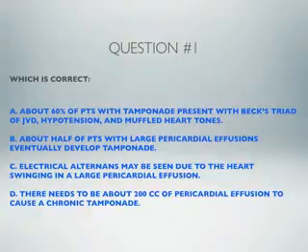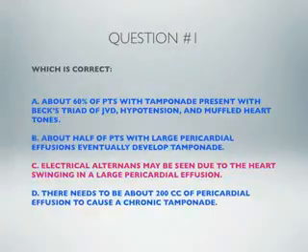If you're listening to this online, you may want to hit pause to think about these answers and take your time. And now we're going to go over the correct answer. The correct answer is C. Electrical alternans may be seen due to the heart swinging in a large pericardial effusion.